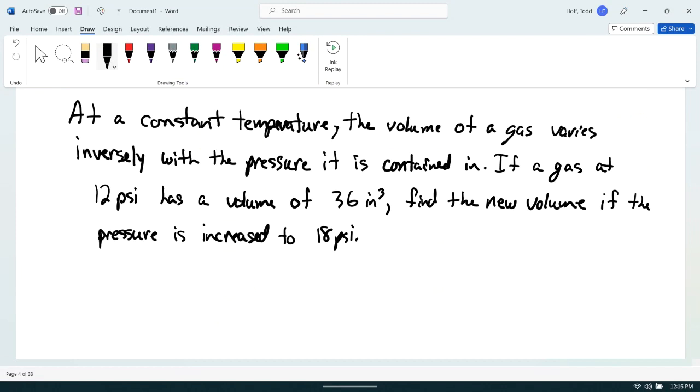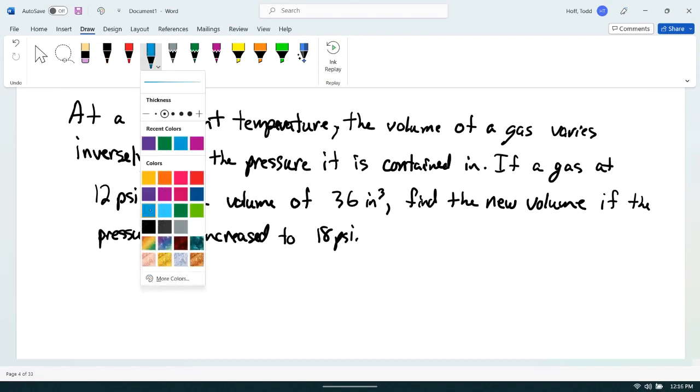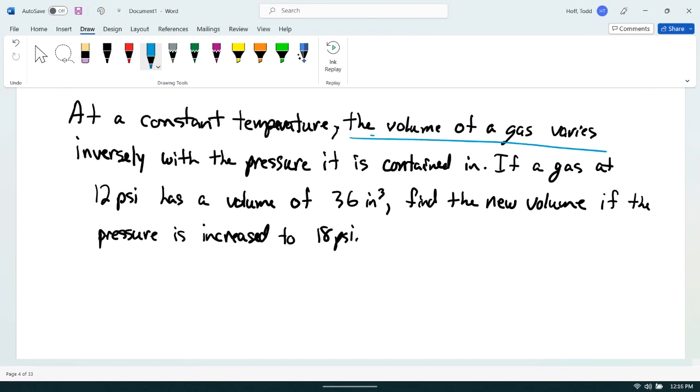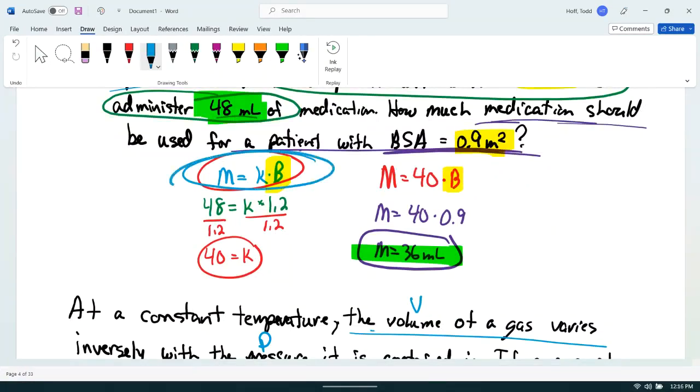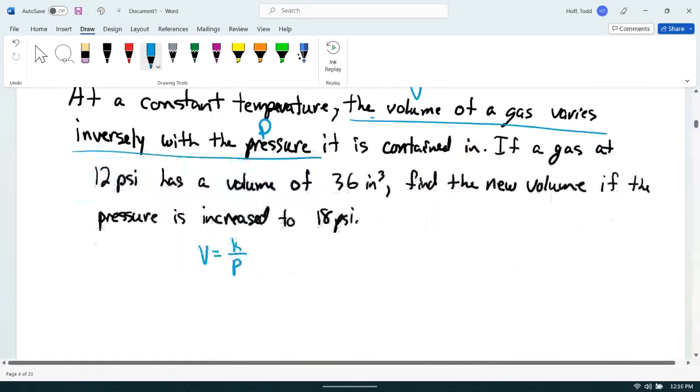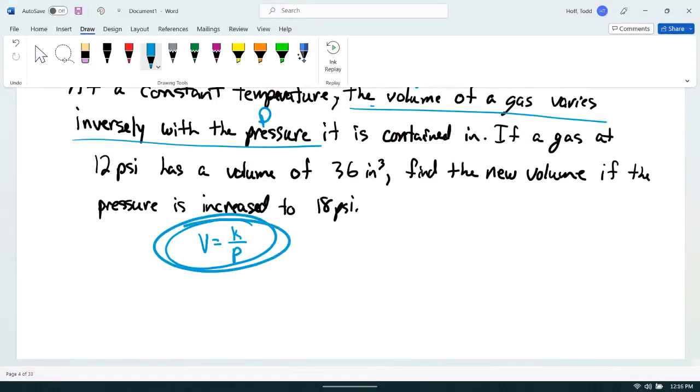So inverse relationship, remember, that means that when one number gets bigger, the other gets smaller. So if we're going to use V for volume and P for pressure, varying inversely, the volume equals a constant divided by P. But remember, up here, direct variation, it was one variable equals a constant times the other variable. Here for inverse variation, it's one variable equals a constant divided by the other variable.